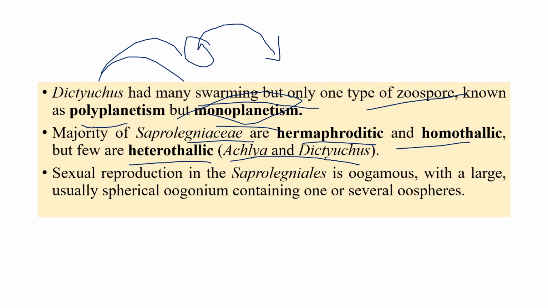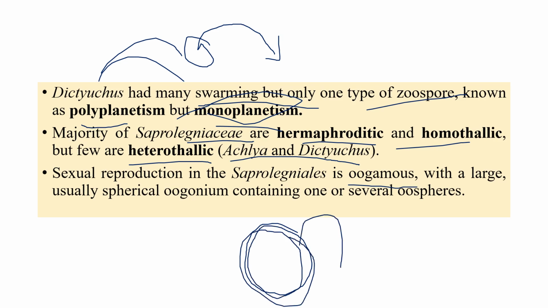Sexual reproduction in Saprolegniales is oogamous type, where the male reproductive organ is the antheridium and the female reproductive organ is called the oogonium, which come in contact and exchange the gametes. Such kind of reproduction is called oogamous type of reproduction, where the oogonium is bigger in shape, actually globose or spherical, very big when compared to the antheridium, the male reproductive organ.